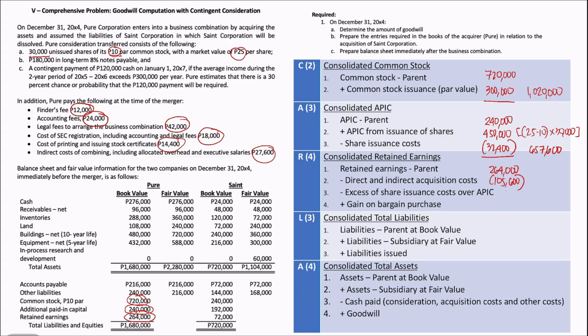We then deduct the excess of share issuance costs over APIC. In this illustration, we do not have excess of share issuance costs over APIC because APIC is more than sufficient to absorb the share issuance costs. Hence, this is 0. Moreover, in this problem, we have goodwill instead of gain on bargain purchase. Hence, gain on bargain purchase is also 0. The consolidated retained earnings on the date of acquisition amounts to 158,400.